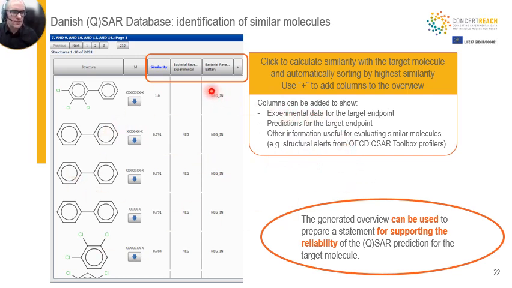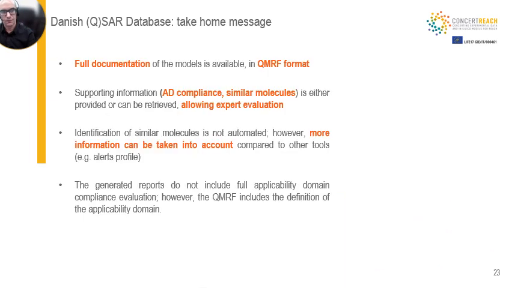And for example, for this overview, we see that all identified similar molecules are experimentally negative and correctly predicted by the battery, and they're also in the domain of the battery. Maybe it's not the best example. As we can see here, they're not really highly similar, but there are also molecules with multiple chloride substituents as in our target, which are also negative and predicted correctly.